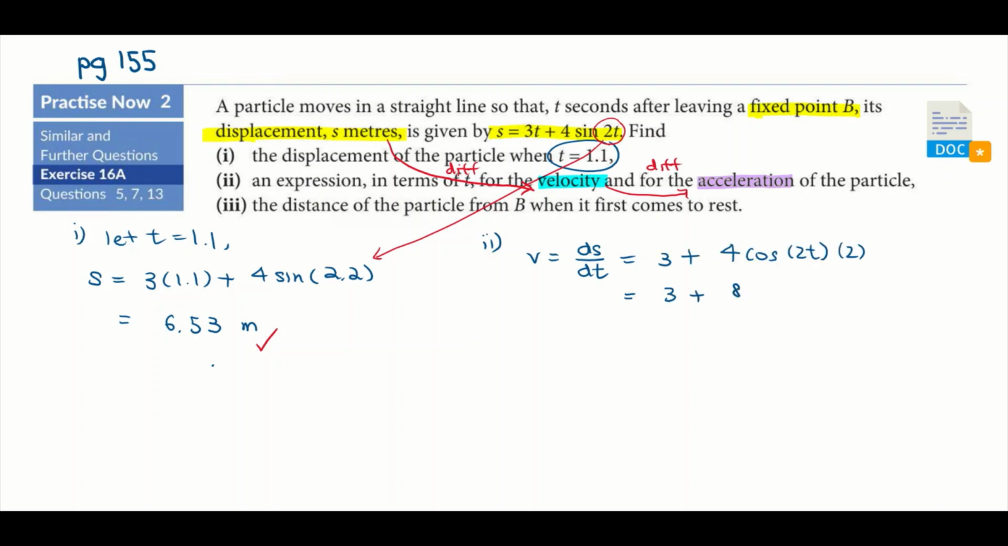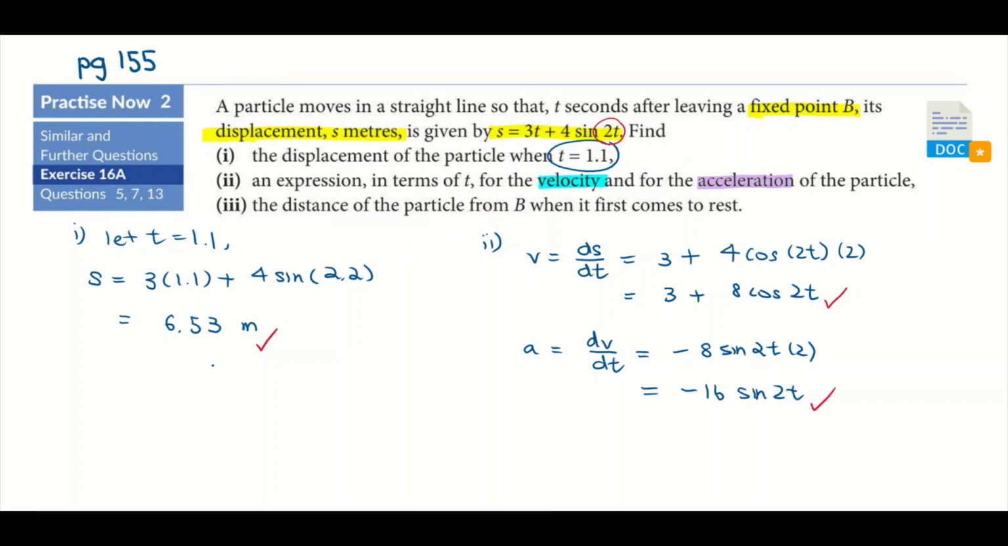3 plus 8 cosine 2t. That is our velocity. And now for acceleration. Acceleration is to differentiate velocity with respect to time. So differentiate one more time using PTA. The answer for acceleration is negative 16 sine 2t.